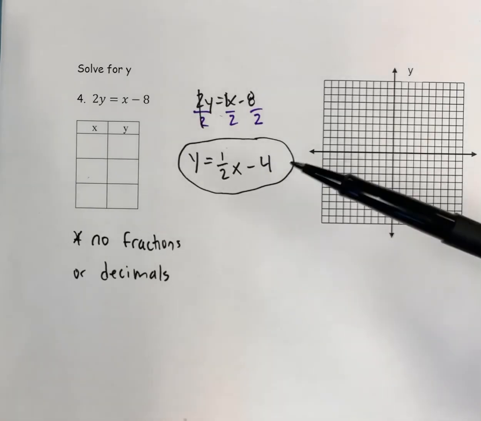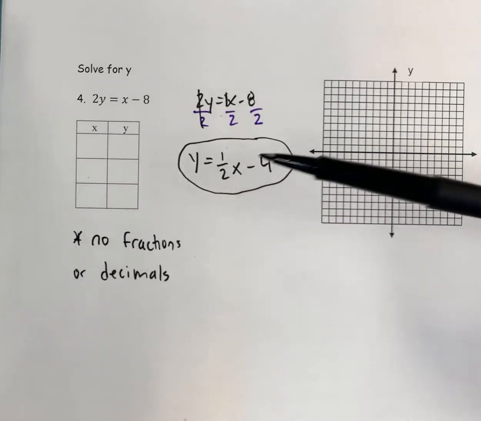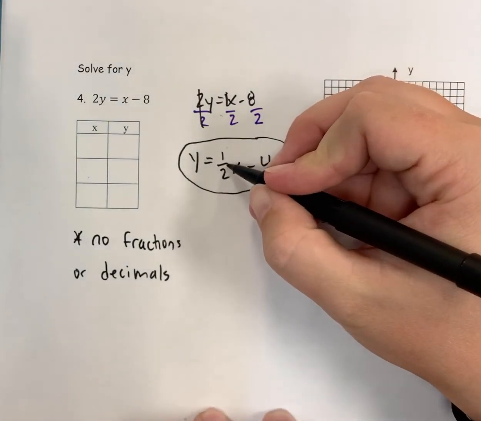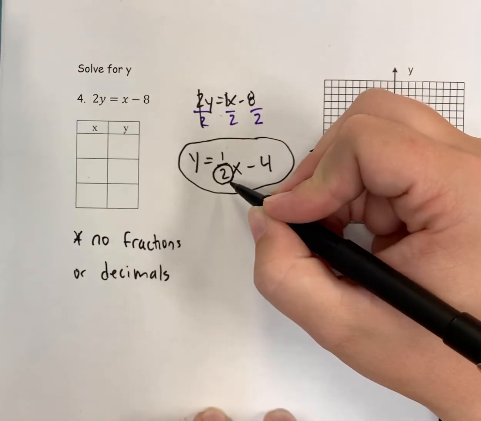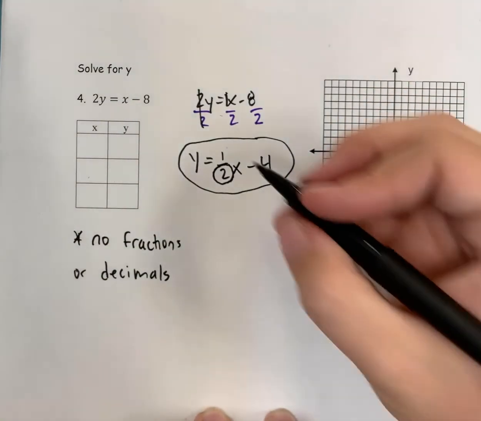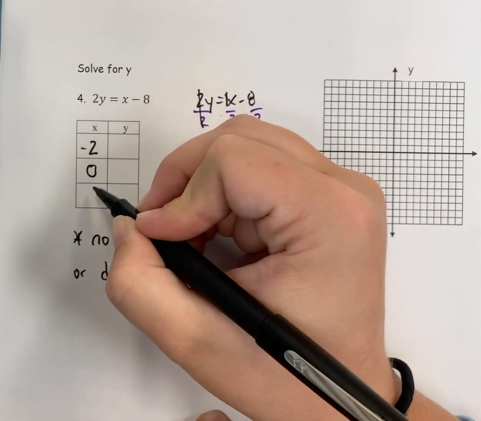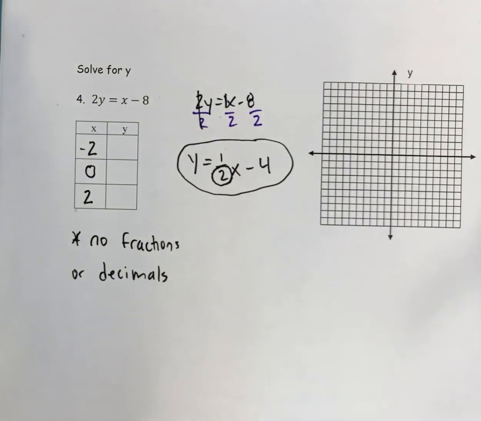So for example, if I were to plug in 1 for x, I would get 1/2 minus 4. That would give me -3.5. That is a decimal. We don't want decimals. So here's what you want to pick for your x values. Whenever you have a fraction in front of your x, you want to make your 3 points the negative and positive of your denominator and 0. So since this is 1/2, you want to make your points -2, 0, and 2. Because that will cause you to get whole numbers.